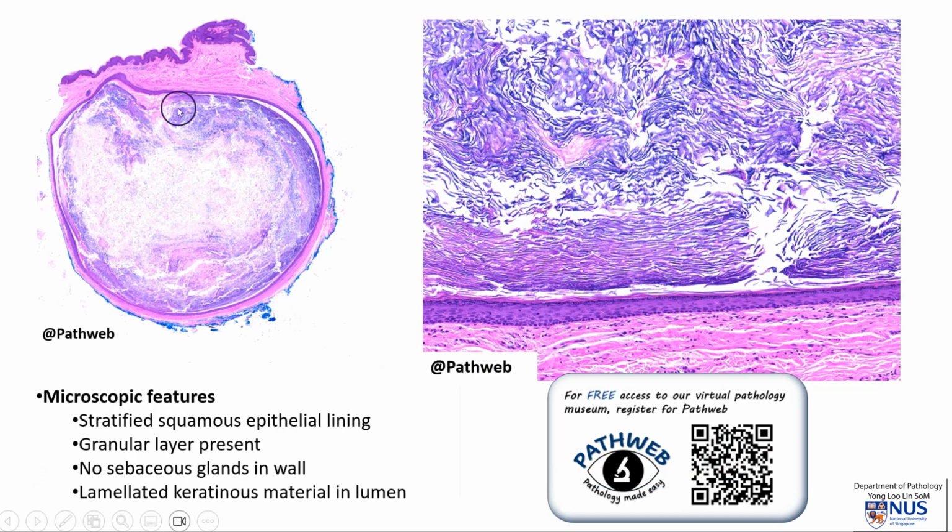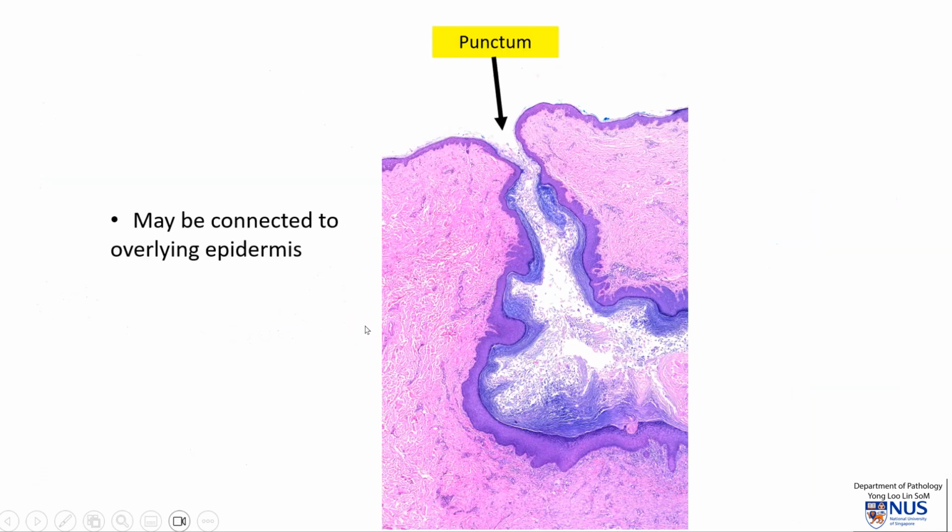Microscopically, we can see that this is the overlying epidermis, and this is an intact cyst in the dermis. The cyst is lined by stratified squamous epithelium, as you can see here, and there is a granular layer present, very similar to what we see in the epidermis. And within the cyst lumen, there are lamellated flakes of keratinous material. There will be a separate video describing the microscopic features using a virtual microscopy slide.